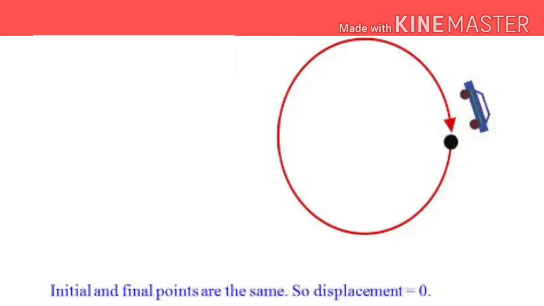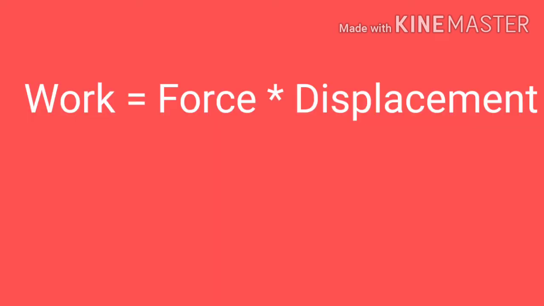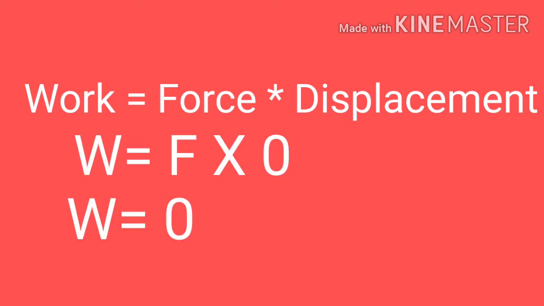So in this situation, when a force is applied, the object moves but comes back to the starting point, the displacement is zero, so work is also zero. The formula of work is equal to force into displacement. So work is equal to force into displacement. When displacement is equal to 0, F into 0 is equal to 0, means work is equal to 0.